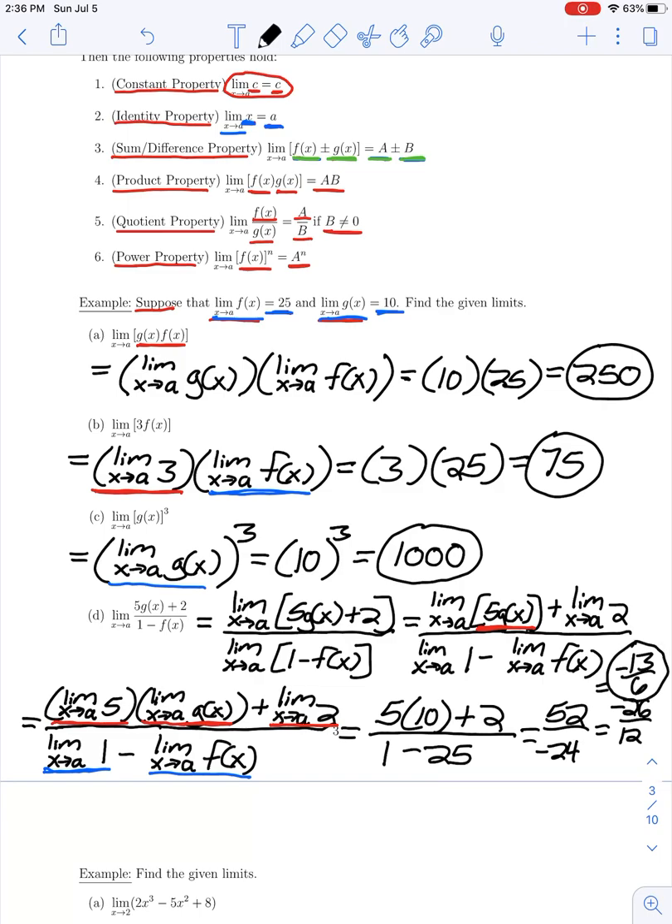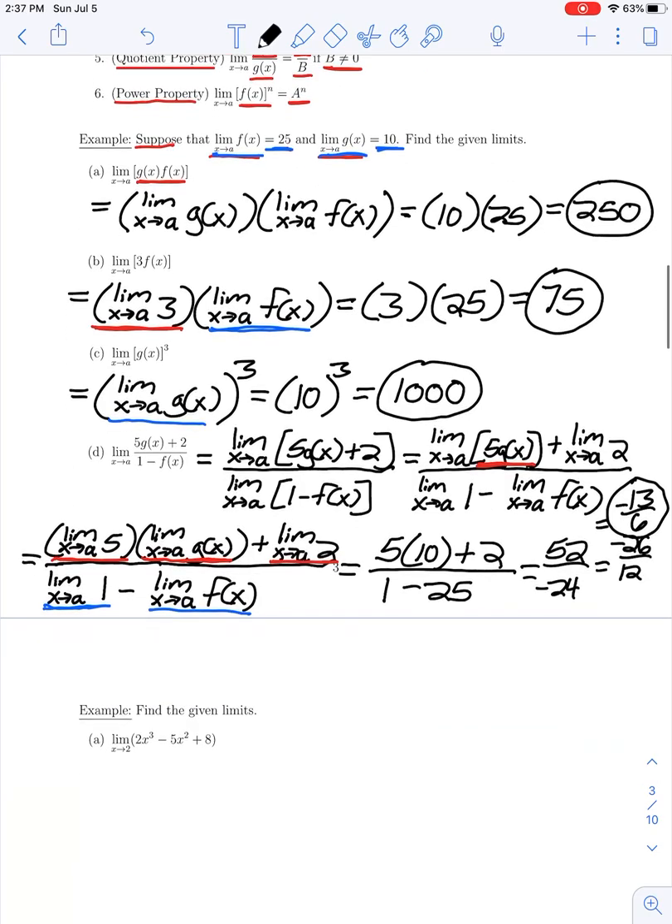So using these limit properties, if we know the limit of two functions, let's say f and g, we can evaluate the limits of other functions which are similar, or which involve those f and g functions. So let's look at some other examples.